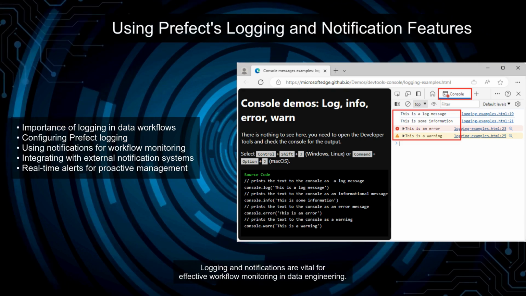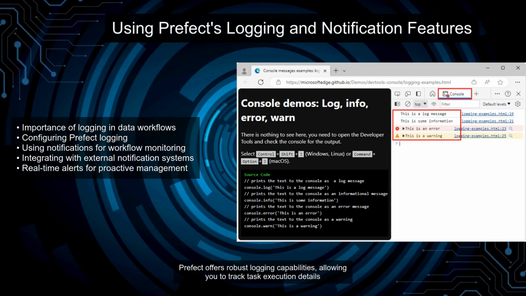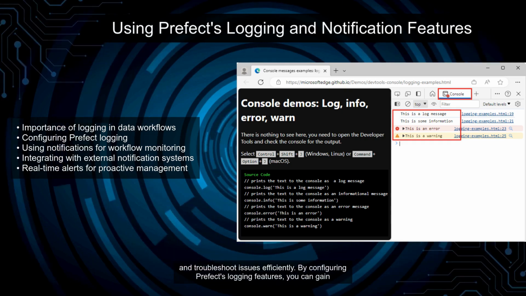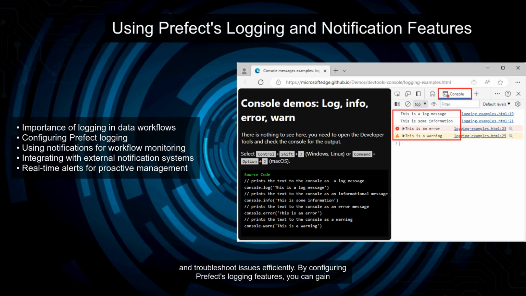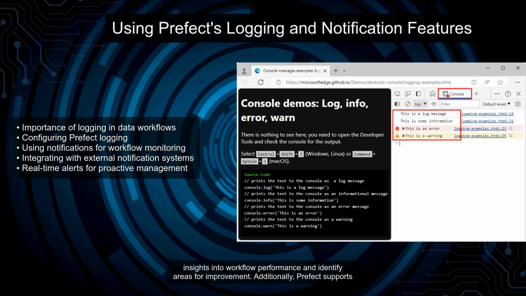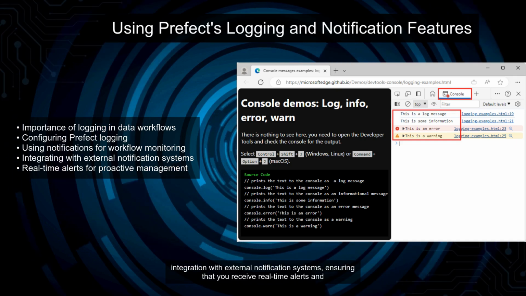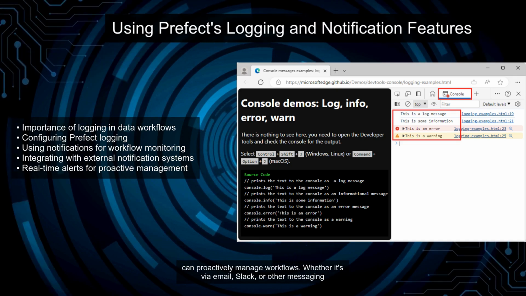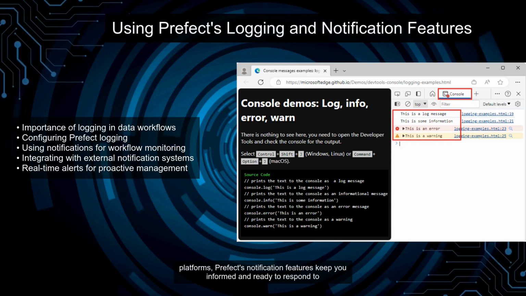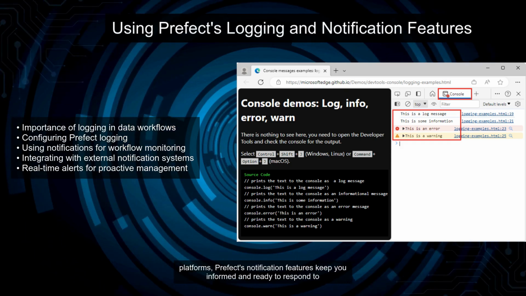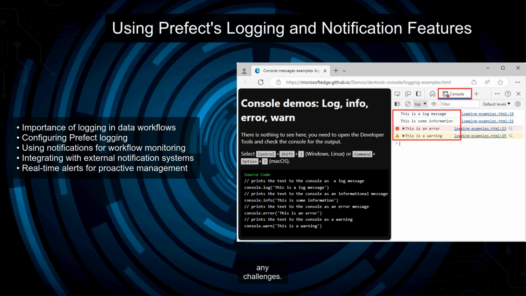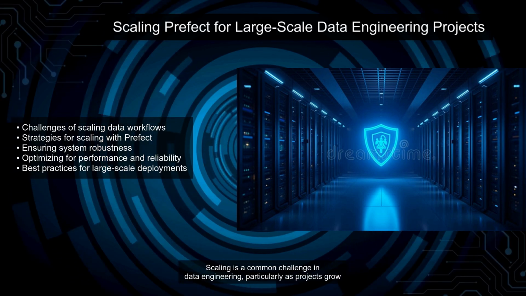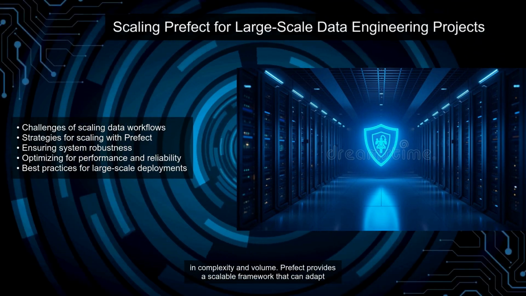Logging and notifications are vital for effective workflow monitoring and data engineering. Prefect offers robust logging capabilities, allowing you to track task execution details and troubleshoot issues efficiently. By configuring Prefect's logging features, you can gain insights into workflow performance and identify areas for improvement. Additionally, Prefect supports integration with external notification systems, ensuring that you receive real-time alerts and can proactively manage workflows. Whether it's via email, Slack, or other messaging platforms, Prefect's notification features keep you informed and ready to respond to any challenges.